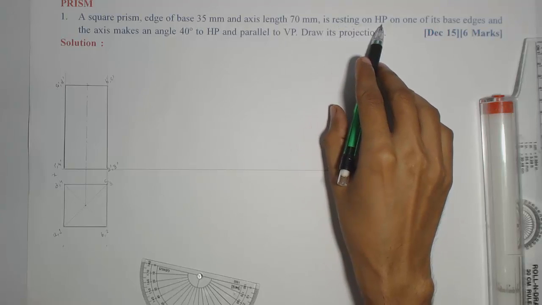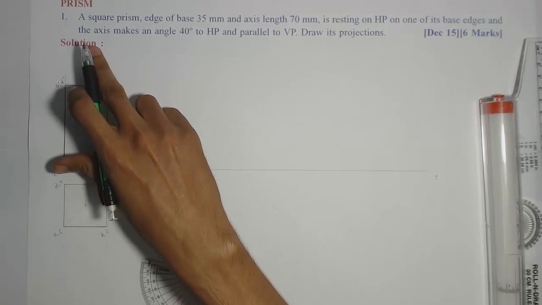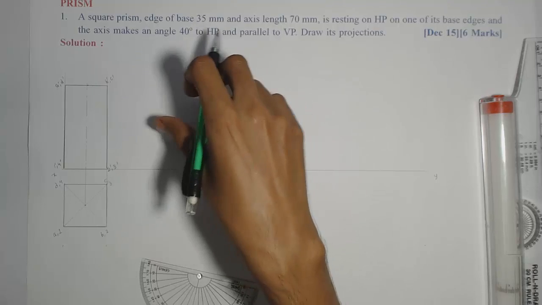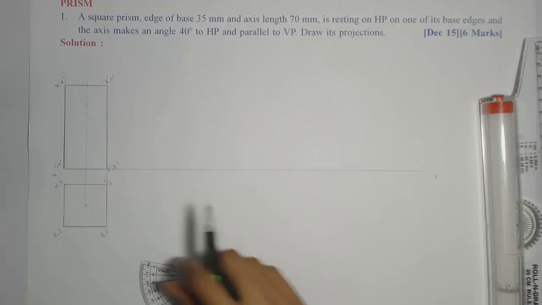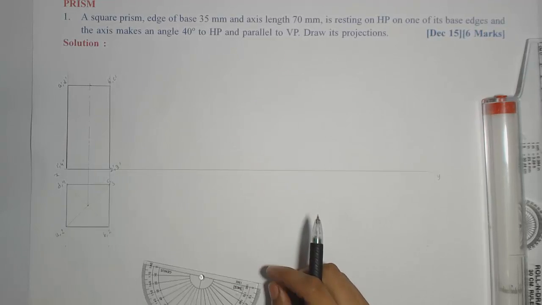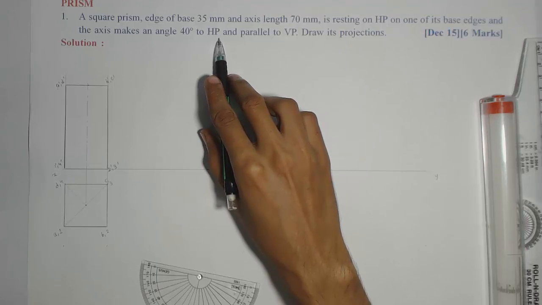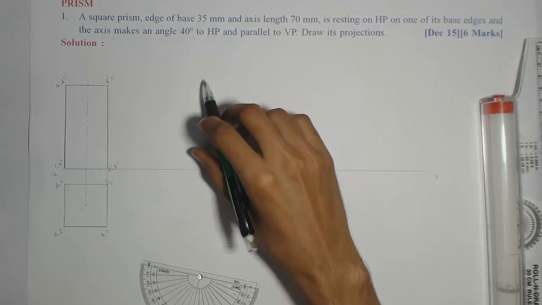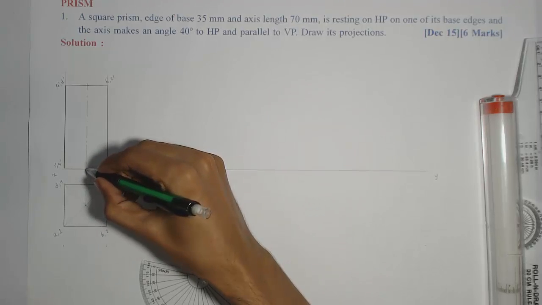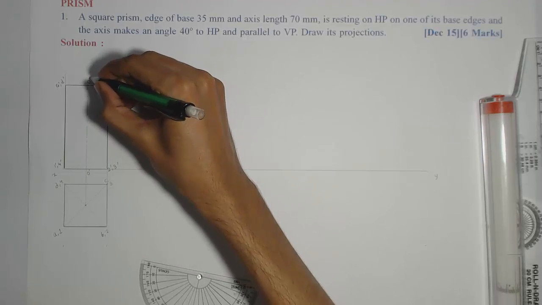It's resting on the HP on one of its base edges, so that is satisfied in the first stage, and the axis makes an angle of 40 degrees with the HP. So in the next stage I have to rotate this front view such that this axis will make an angle of 40 degrees with the HP, because this 40 degrees is the angle made by the axis with HP. That will be the true inclination theta made with the XY line. So let us denote this axis as O dash O dash.